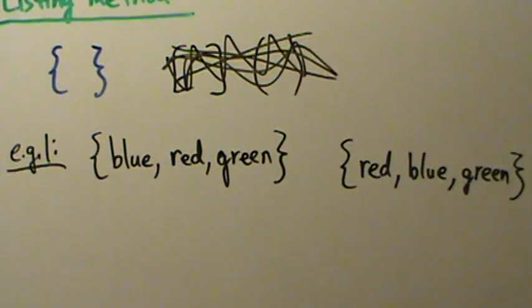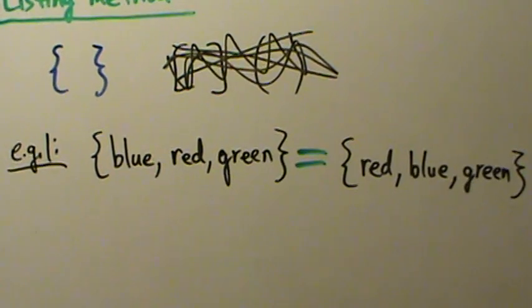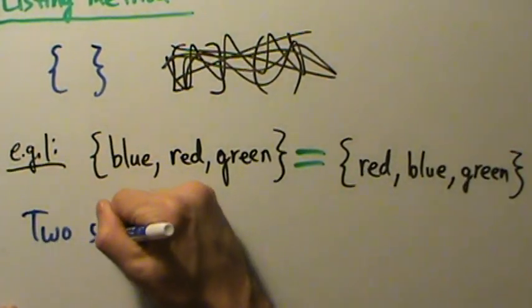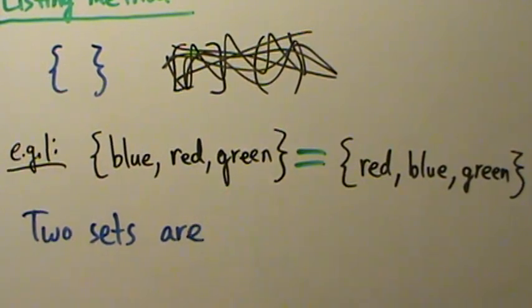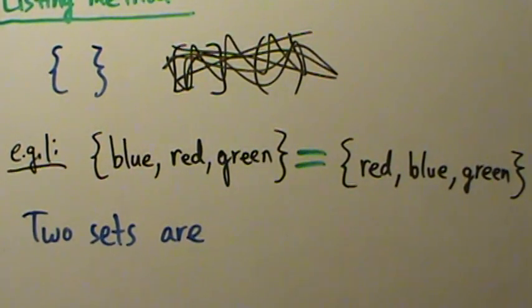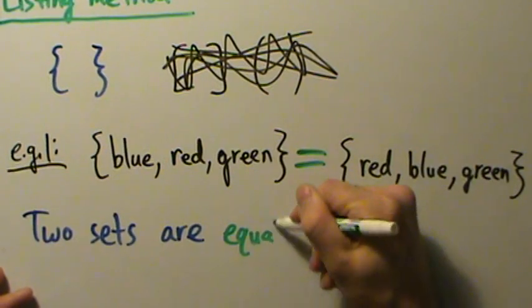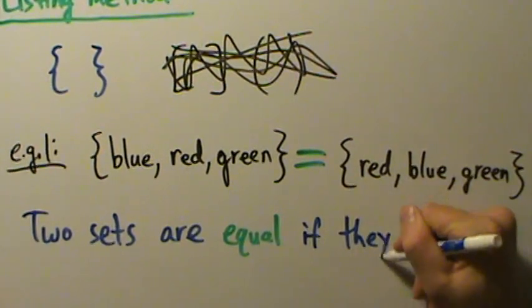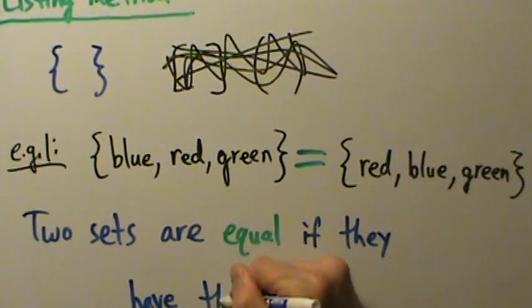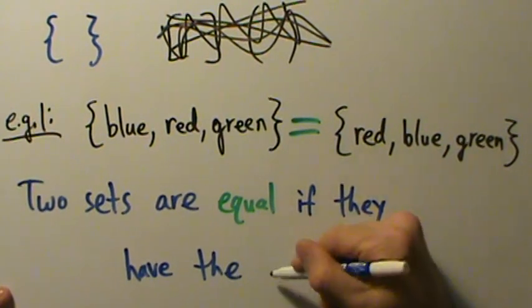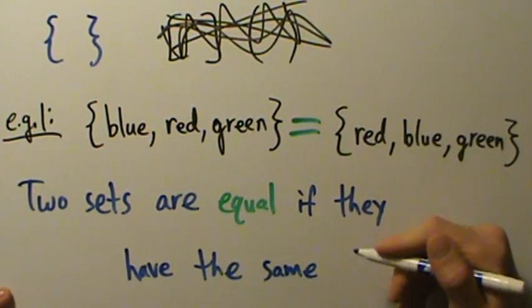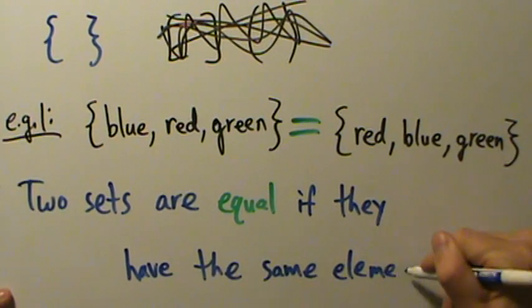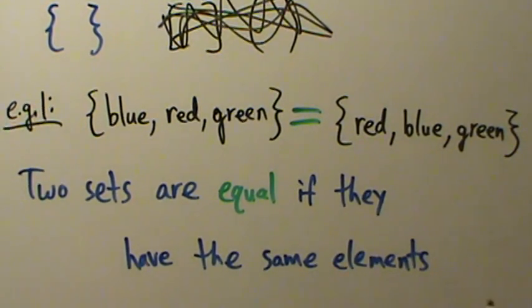So actually what we say then is that these two sets are equal. We put an equal sign in between them like this. And that leads into another definition here. Two sets are equal if they have the same elements or members. Remember, those mean exactly the same thing. So two sets are equal if they have the same elements.